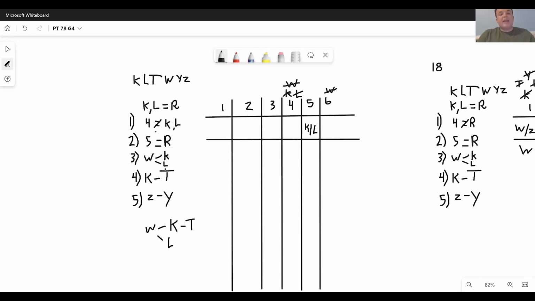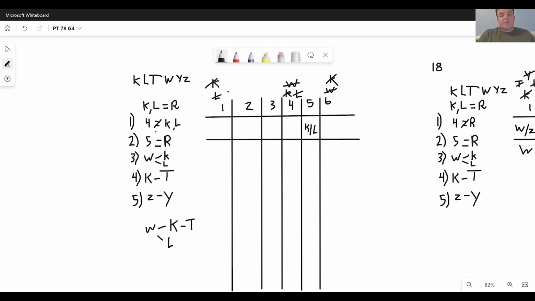Next, as far as K and L go, we know they can't be 4th. We know K can't be last because T has to follow it, right? So K can't be last. We know L can't be first because W has to come before it. We know K can't come first because W has to come before it as well. So it helps us eliminate that.